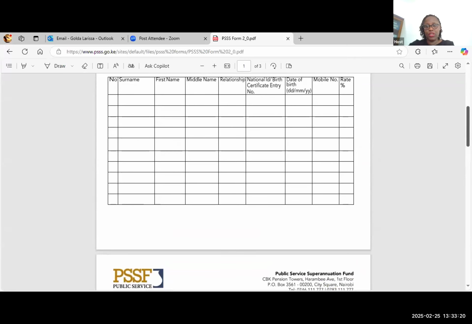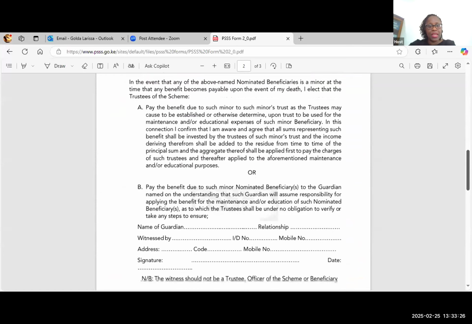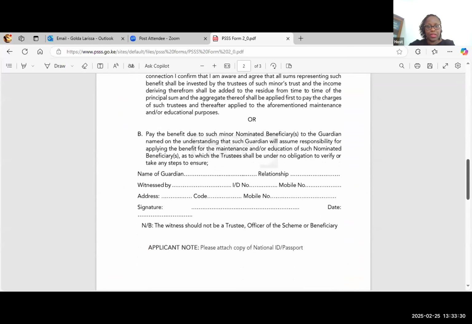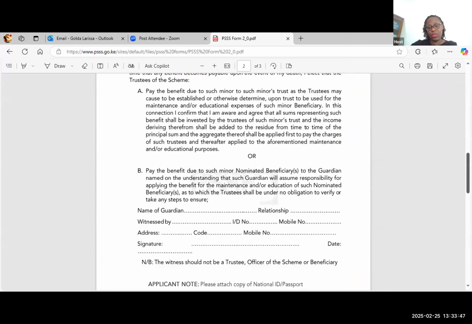They are your beneficiaries, you've nominated them, but since they are minors, you might want to nominate someone who takes care of them. So there are two options to this form. You can nominate a guardian and you put them under part B, where my cursor is. You put them under the guardianship. Or you can leave the minors as they were, and the trustees will hold the funds in trust for them until they're of majority age.